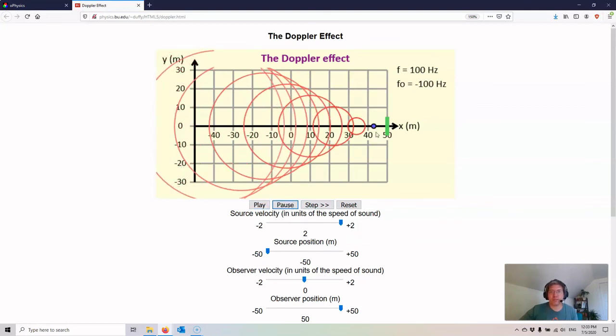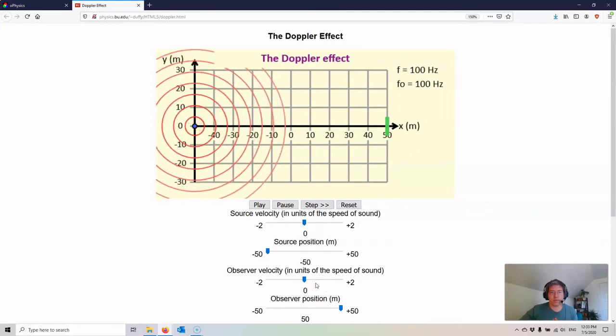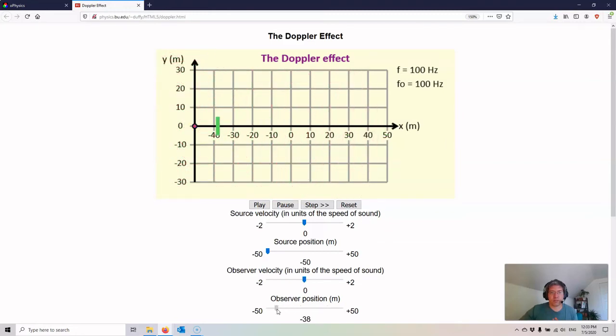Now, what happens if the observer moves faster than the speed of sound? So let me just put the source back at zero. So the source is just there. Zero is source velocity. Okay. And I'm going to move the observer very close to the source. So we're going to start maybe at minus 40. And then let the observer move at the speed of sound.